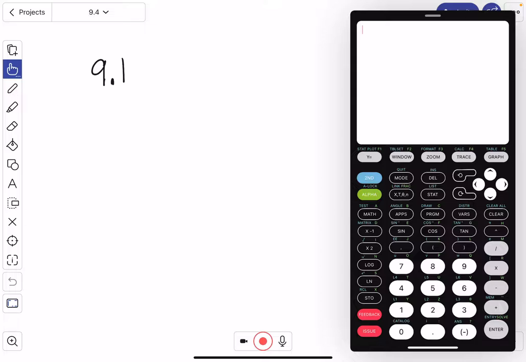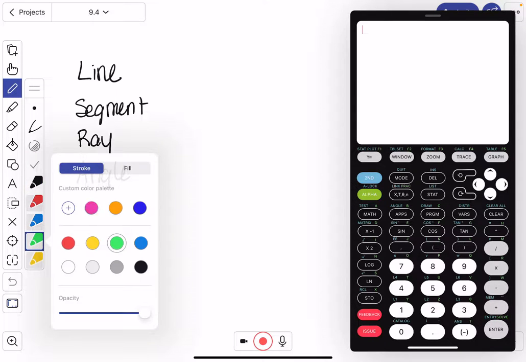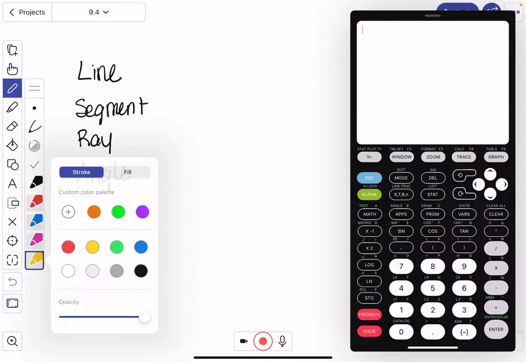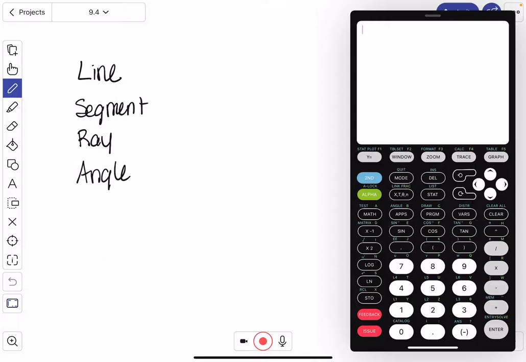Okay, so today we're going to do section 9.1. We're going to start looking at some trigonometry. So first we need to review some basic vocab just to make sure we understand everything that's being said.